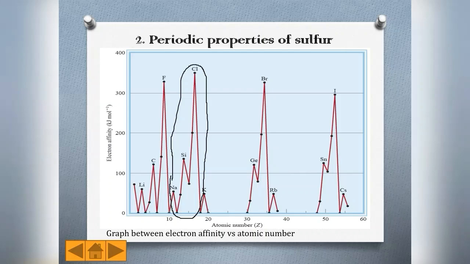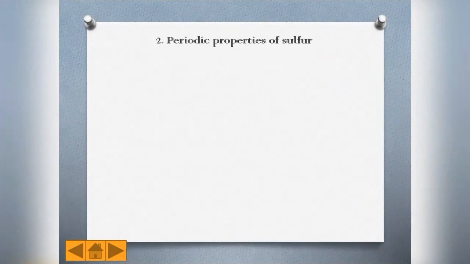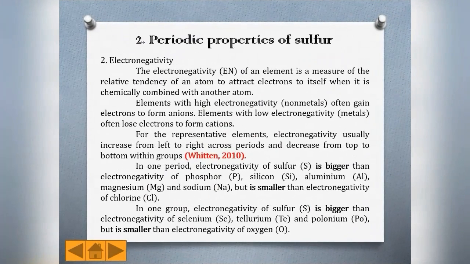This is the electron affinity movement of period 3 from sodium to argon. The second periodic property is electronegativity.